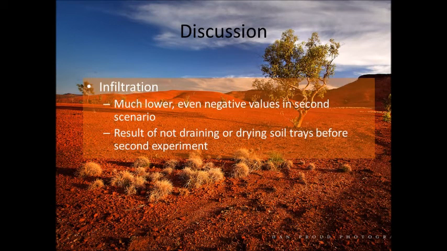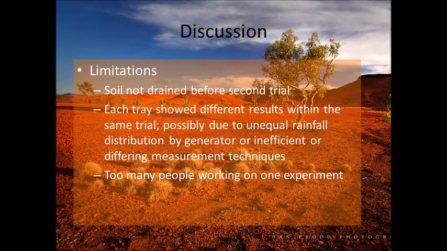Infiltration was recorded at a much lower and even negative at points during the second scenario. This is suggesting that the runoff is higher than rainfall, which would only occur if there was a second source of water coming from the catchment. This may also be as a result of the soil not being drained or replaced following the first experiment.